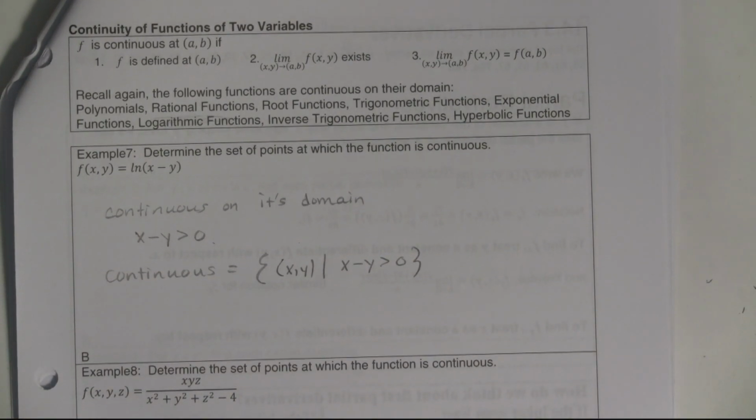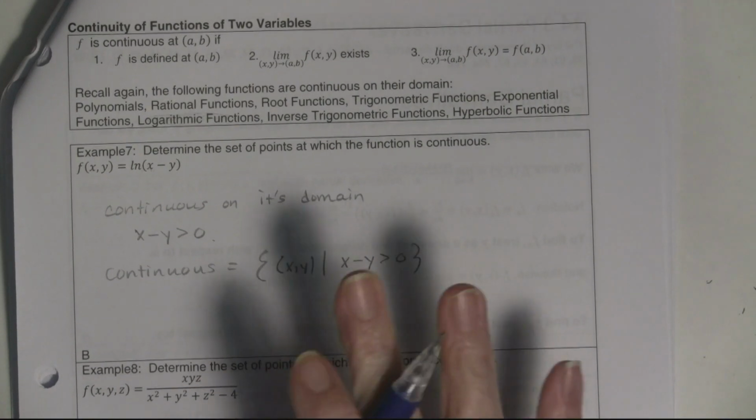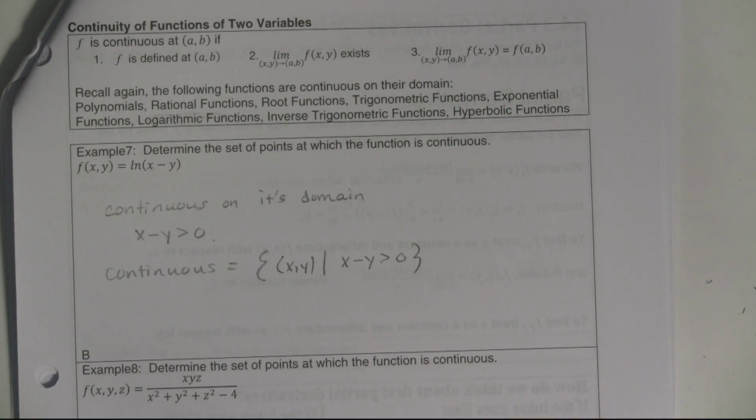There's other ways of writing that. Of course, you could put the y on the other side. You could put the x on the other side, multiply by negative 1 and flip it. Whatever makes you happiest, depending on what you're going to do with it next. So it's continuous on its domain. This is its domain, so this is where it's continuous.